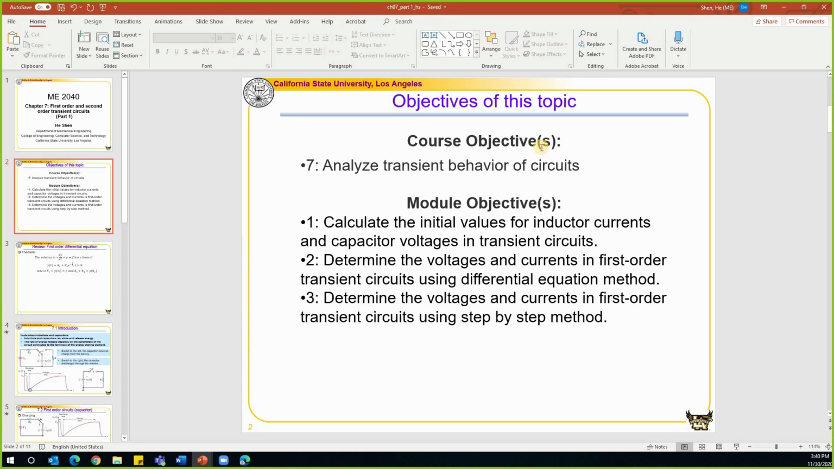The course objective is to analyze transient behavior of circuits. So the module objectives include the following: calculate the initial value for inductor current and capacitor voltages in transient circuits. Second is to determine the voltages and currents in first order transient circuits using the differential equation method. And next is to determine the voltages and currents in first order transient circuits using step-by-step methods.